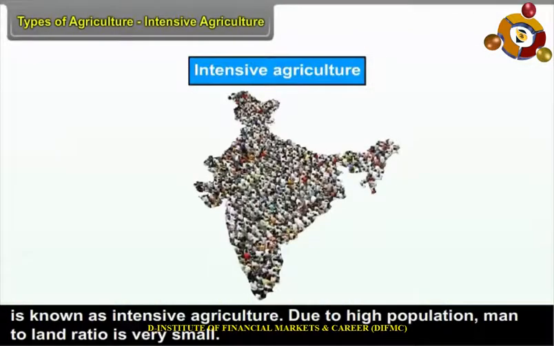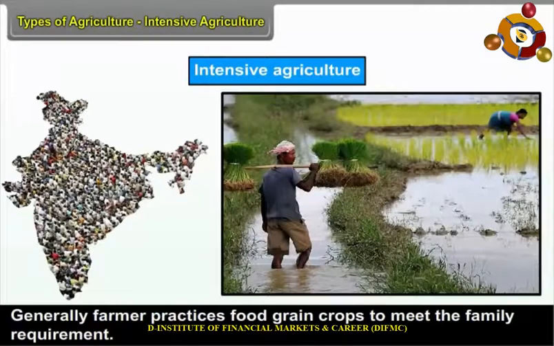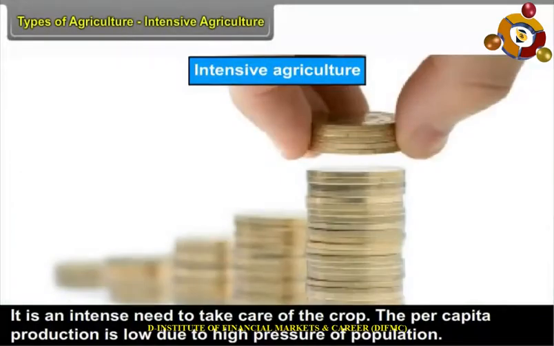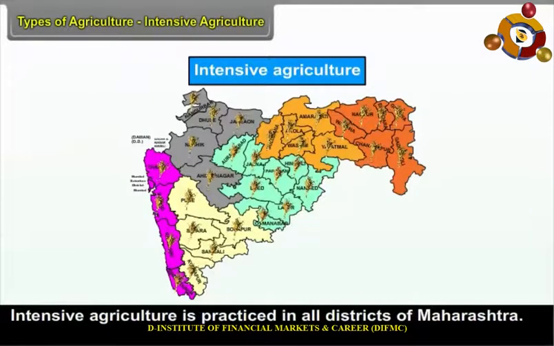Due to high population, the man-to-land ratio is very small. Generally, the farmer practices food grain crops to meet the family requirement. There is an intense need to take care of the crop. The per capita production is low due to high pressure of population. Generally, food grains are cultivated, but vegetables are also grown. Intensive agriculture is practiced in all districts of Maharashtra.